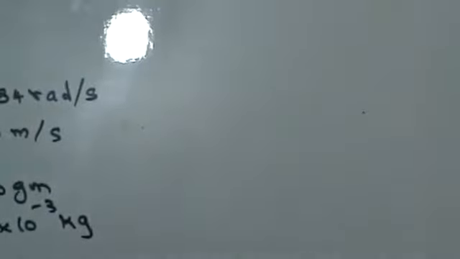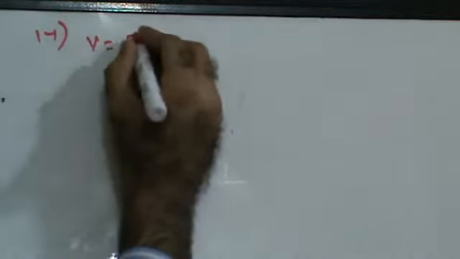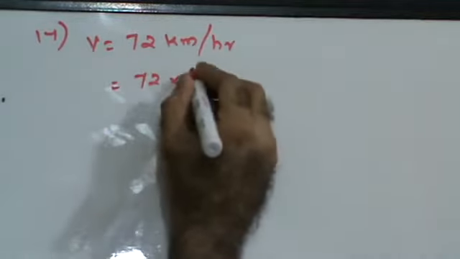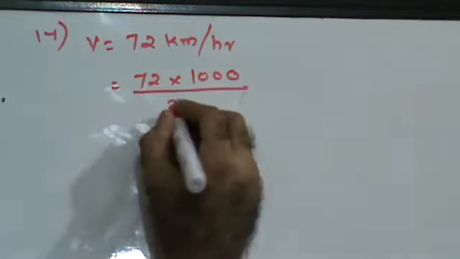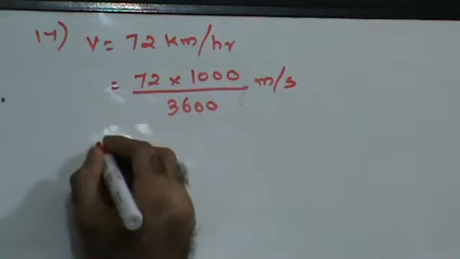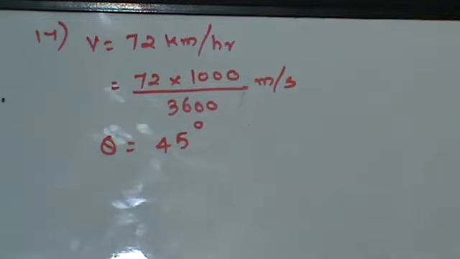A motorcyclist goes on a track at 72 kilometers per hour and leans at an angle of 45 degrees. Find the radius of the track.